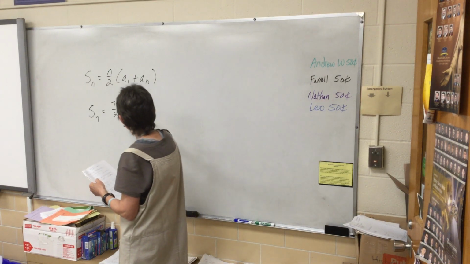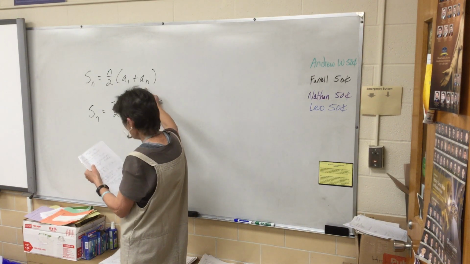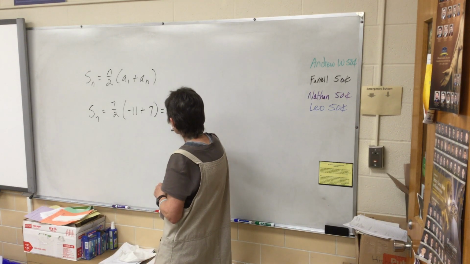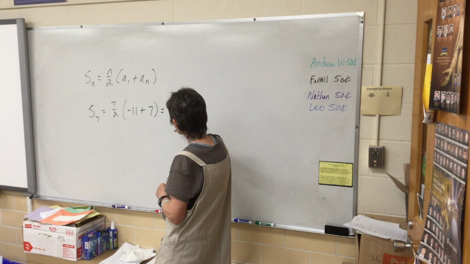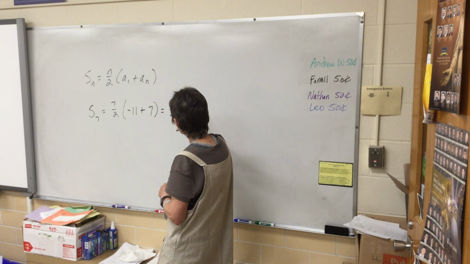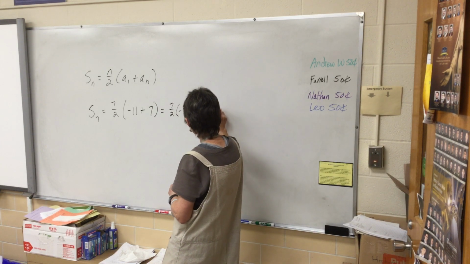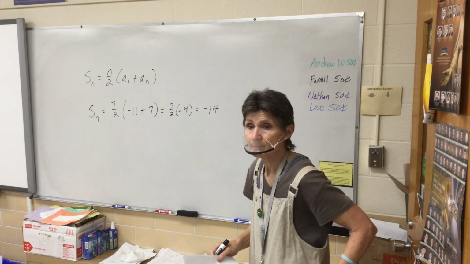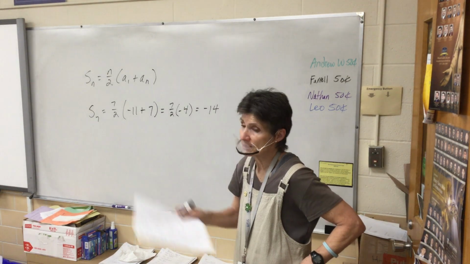The first one is -11, and the last one is 7. So we have 7 halves times -4. Did you say -14? Yep, you're right. It's -14.